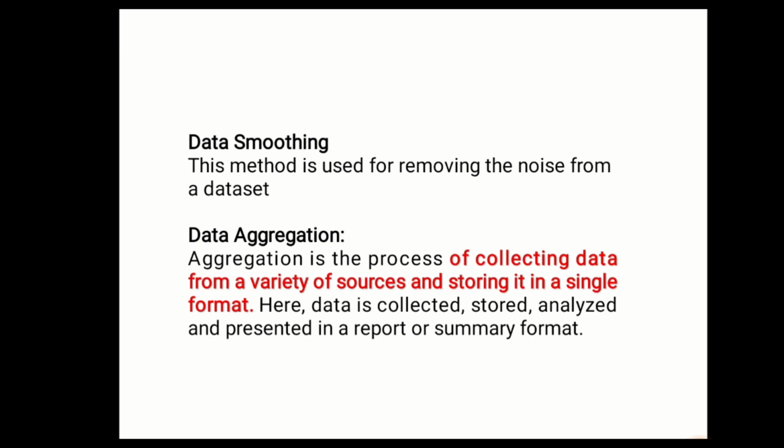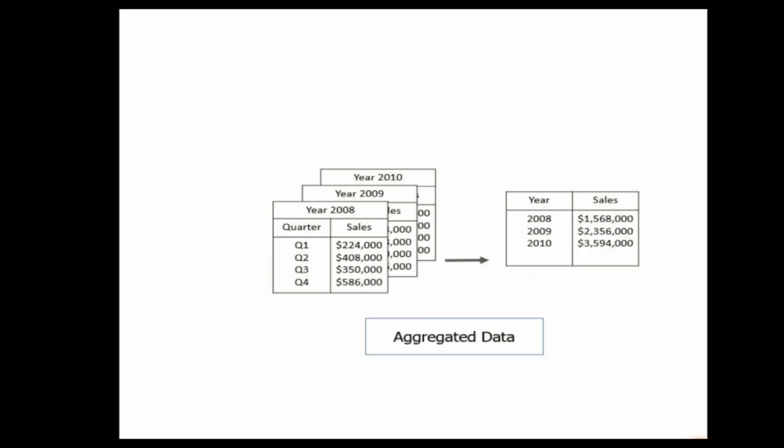Next one, data aggregation. Data aggregation is the process of collecting data from a variety of sources and storing it in a single format. Here, data is collected, stored, analyzed, and presented in report or summary format. It helps in gathering more information about the particular data cluster. The method helps in collecting vast amounts of data. The below example is one of the aggregated data.